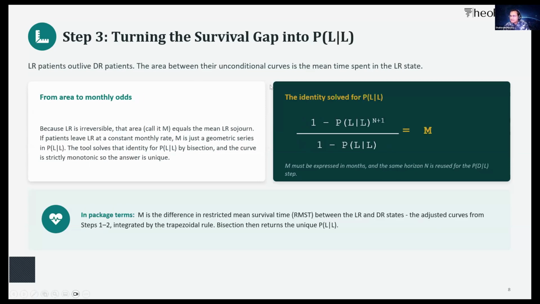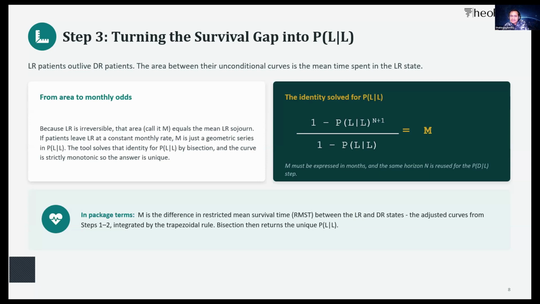Now, coming to step three. This is where the idea becomes a number. You don't recover from distant disease back to local recurrence; it's only a one-way process. The irreversibility is what keeps the maths clean. The area between the two curves is exactly the mean time spent in the local recurrence state. We measure it with the trapezoidal rule, or if you prefer a formal name, a difference in restricted mean survival time.